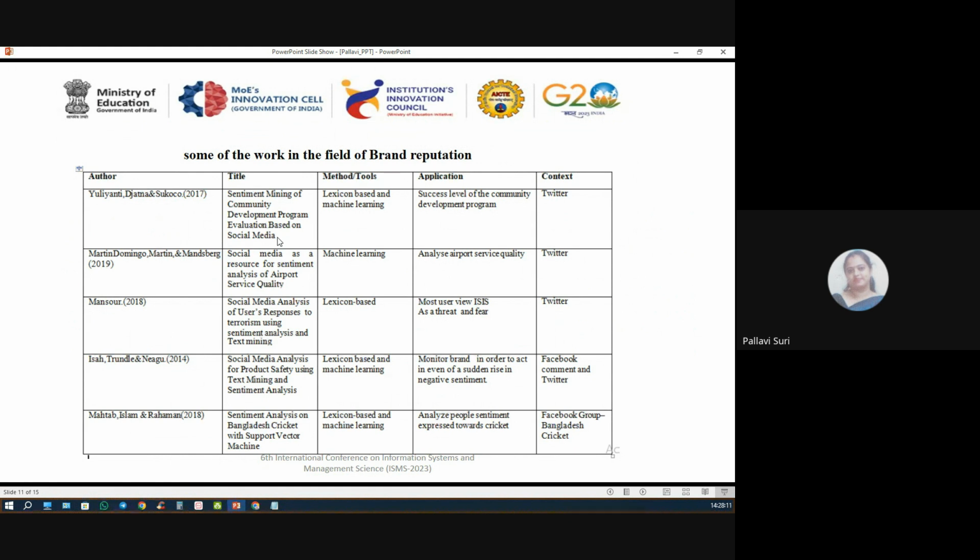All the methods use lexicon based or machine learning, hybridly or single, like airport service quality uses the machine learning approach, and the terrorism sentiment analysis calculation is done by the lexicon approach. They all use the data. Context is Twitter and the Facebook.